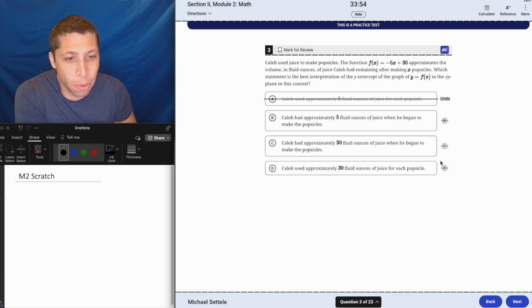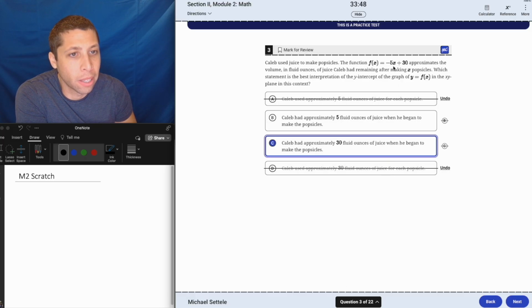This is a slope. So he had 30 fluid ounces when he began to make the popsicle. So plug in 0, you get 30. What is 30? That's the y. The y is the amount remaining. So he has 30 to start. Yeah, makes sense. Y-intercept.